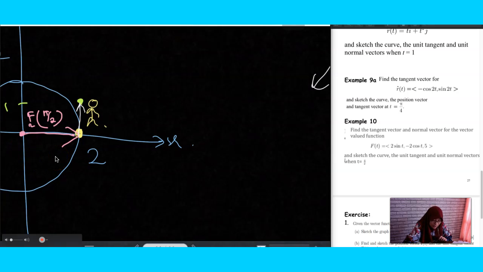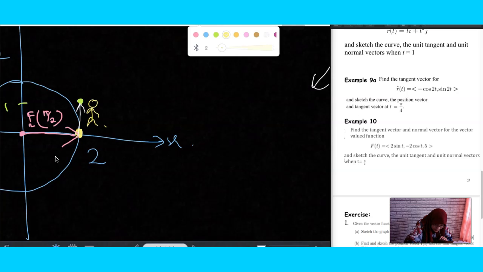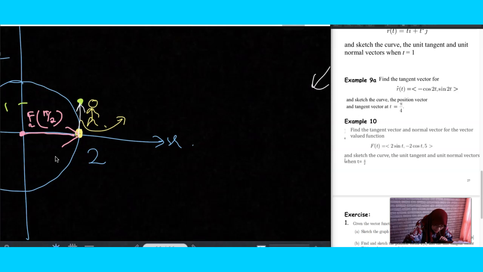Okay, then you have to label. I don't have enough space, so I just put it here. So this is your unit tangent when t equals pi over 2.